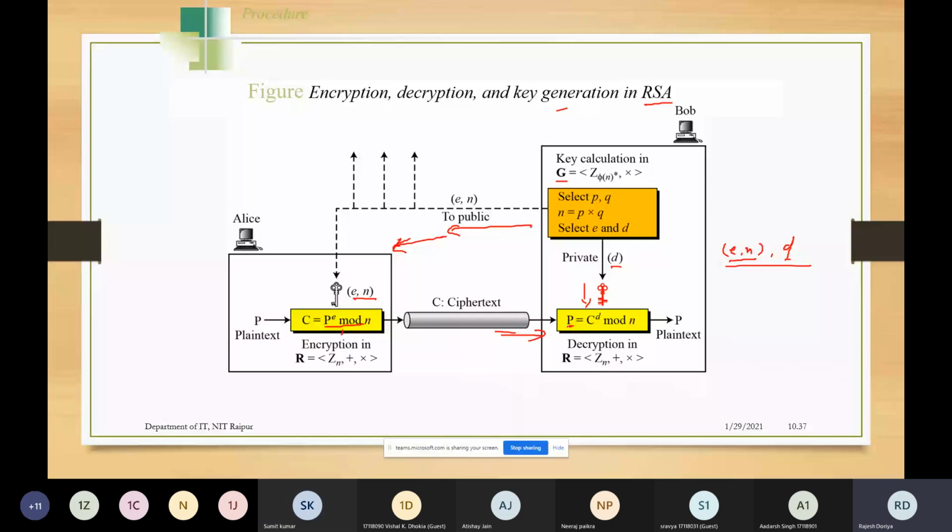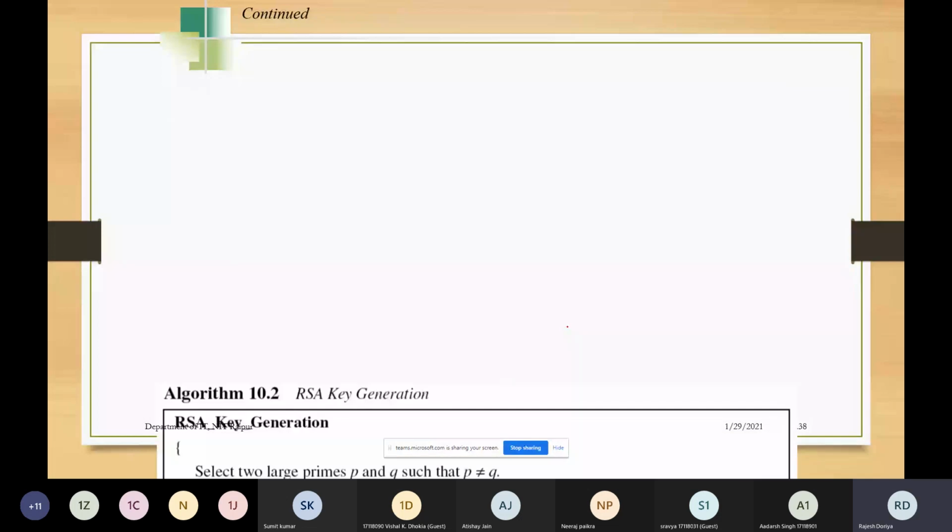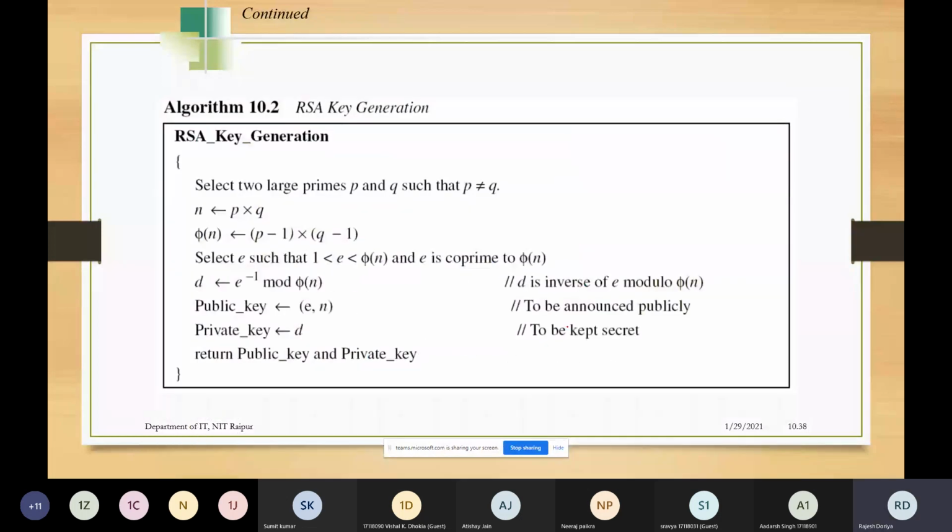Now let us see the detailing of how exactly the key generation process and encryption decryption take place. This is the process of key generation. First, two large prime numbers are assumed. Let us say these two large prime numbers are P and Q, and these two prime numbers should not be equal.